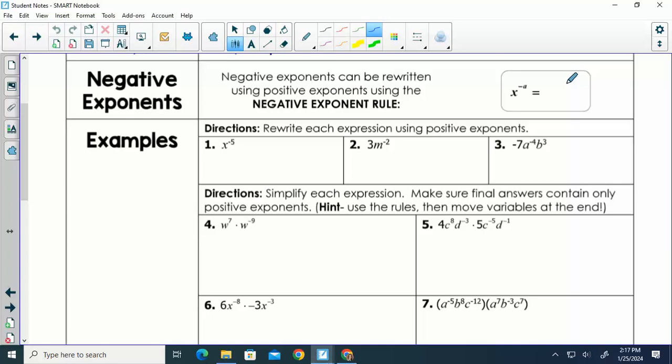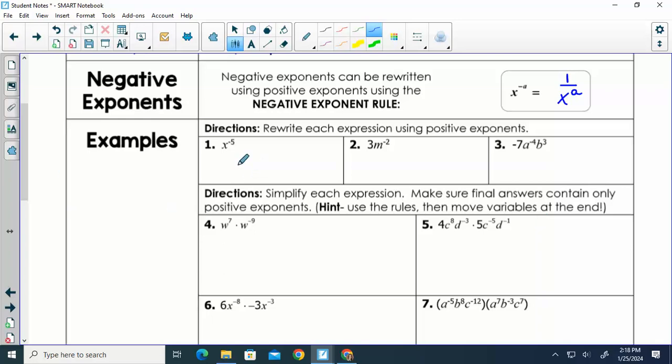It flips it. It moves it to the denominator. So then it would become 1 over x to that power. And then once you move it, your exponent becomes positive. If it were a negative power on the denominator, then it goes up to the top. So it basically just flips if your power is negative.